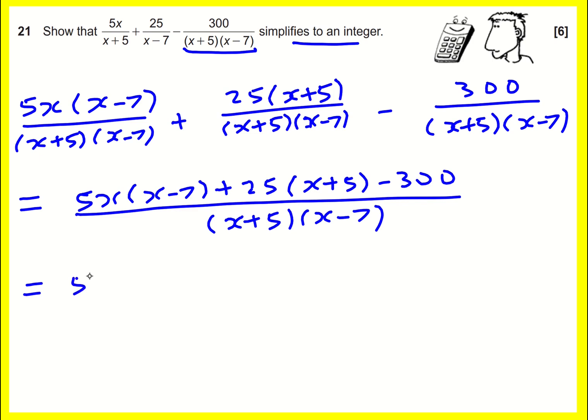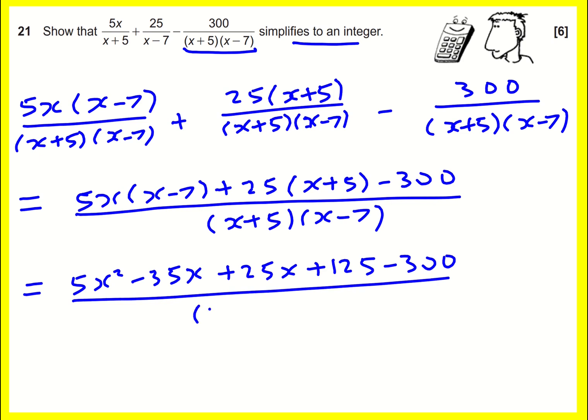So I'm going to get 5x squared minus 35x plus 25x plus 125 minus 300 all over x plus 5, x minus 7. Now what I've spotted that maybe I should have done before. Now I'm not going to do it quite yet. Let's keep going. I'm going to simplify my terms now.